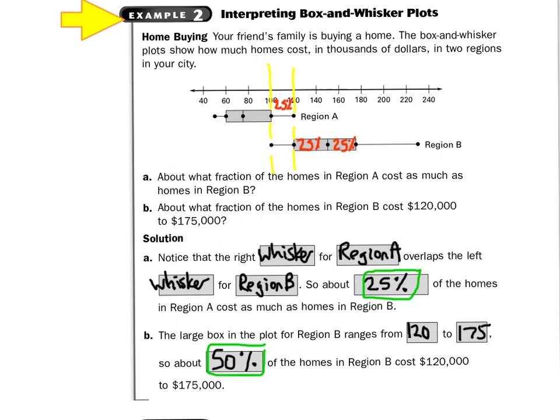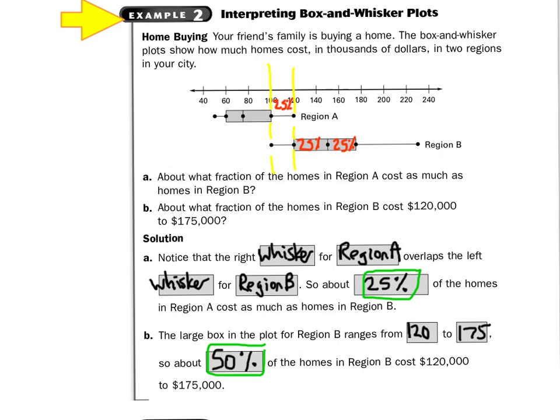Now, a lot of times they're going to ask you to answer questions about a box and whisker plot. So look at this. Example 2. Your friend's family is buying a home. The box and whisker plot shows how much homes cost in thousands of dollars in 2 regions in your city. Okay? So region A, we have this box and whisker plot, and region B, we have this box and whisker plot. Okay, and now look at A. About what fraction of the homes in region A costs as much as the homes in region B?